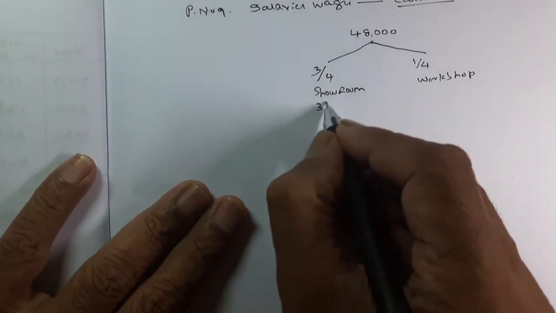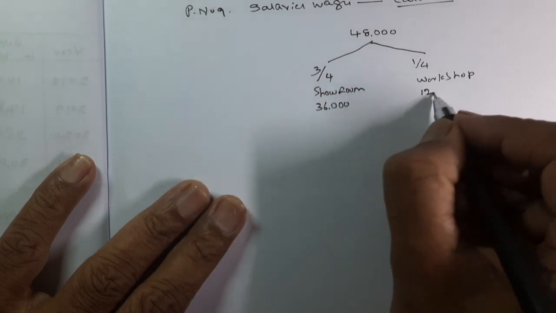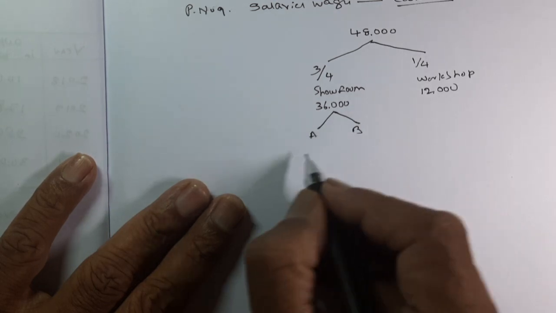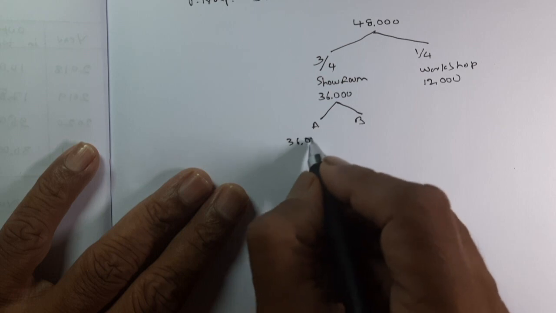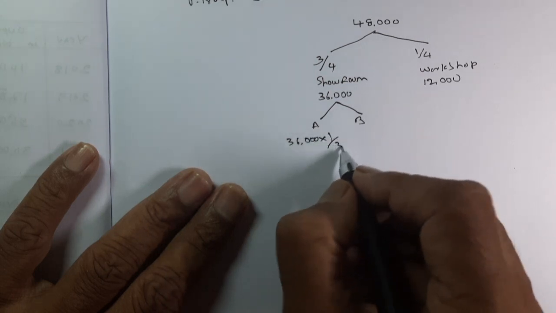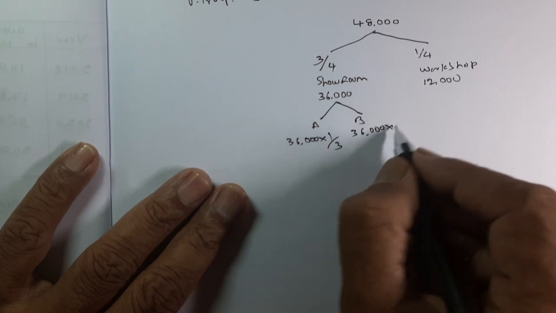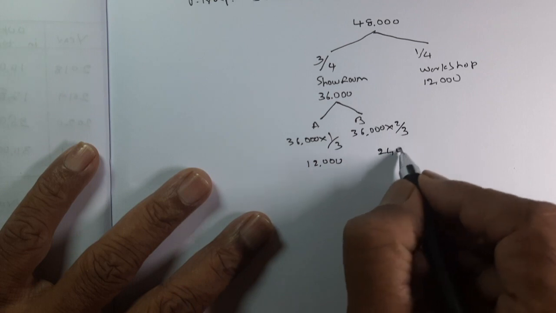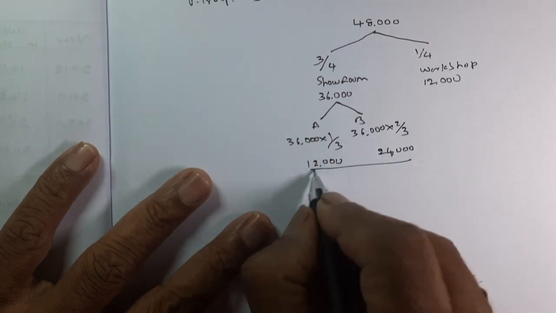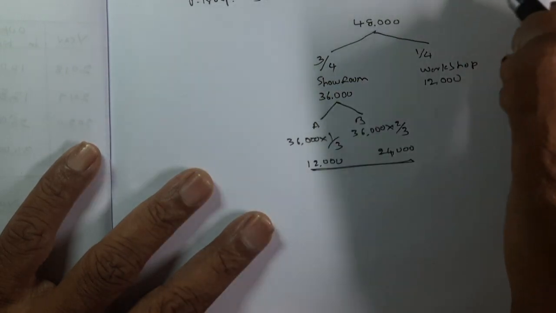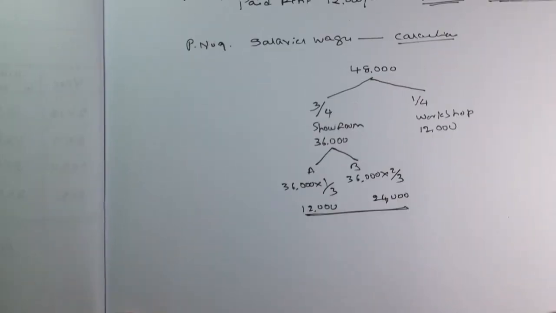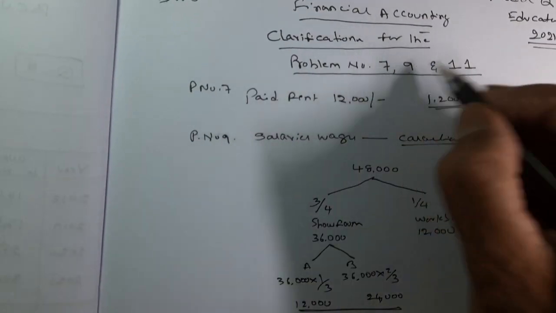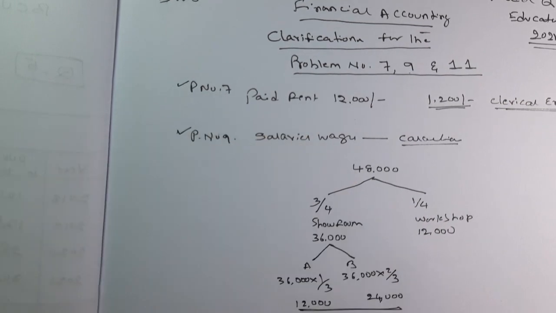Here it is very simple, 36,000 and 12,000. It has been divided between showroom A and B, right? So 36,000 into 1/3, 36,000 into 2/3, then it comes to 12,000 and 24,000. I have written it there so that you will come to know. So problem number 7 is over, problem number 9 is over.